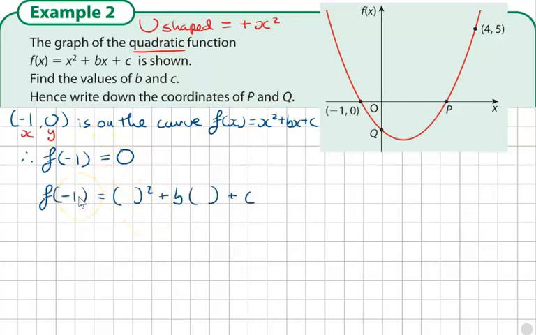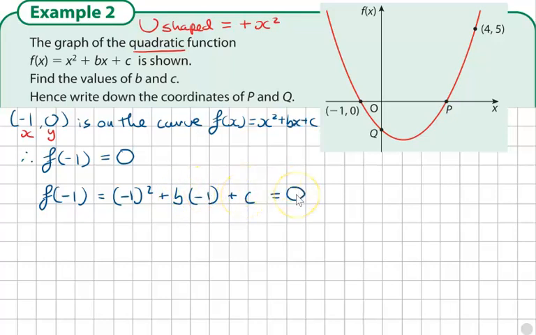So f of minus 1, so we're going to write out the function that's been given, which is x squared plus bx plus c. So we're going to swap each of the x's for brackets. So we've got brackets squared plus b times brackets plus c. And into those brackets, we're going to put minus 1. So that's coming from here in the question. So we've got minus 1 squared plus b times minus 1 plus c.